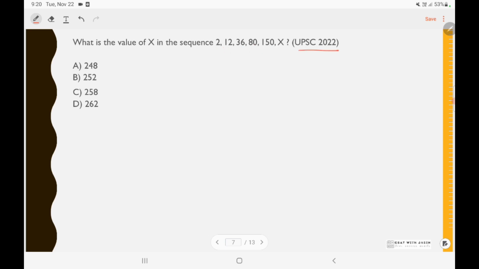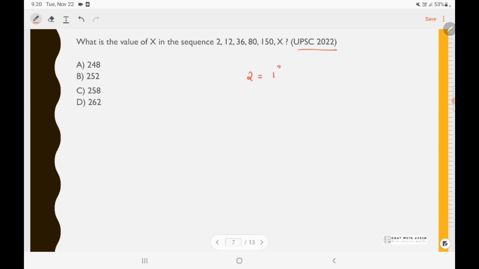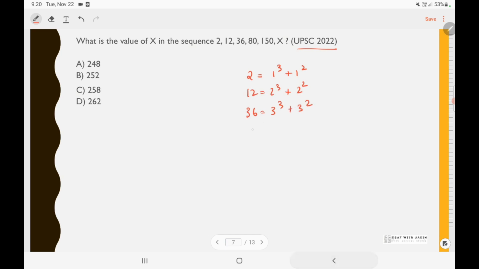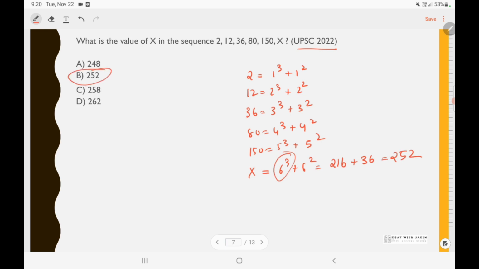Okay, so here actually 2 is equal to 1 cube plus 1 square. 12 is equal to 2 cube, which is 8, plus 4, 2 cube plus 2 square. 36 is equal to 3 cube plus 3 square. 80 is equal to 4 cube plus 4 square. 150 is equal to 5 cube plus 5 square. And then x will be equal to 6 cube plus 6 square. 6 cube is 216 and 6 square is 36. See, that's why I'm telling you to learn by heart all the cubes and everything. So here you will get 252. So the answer is B, 252.